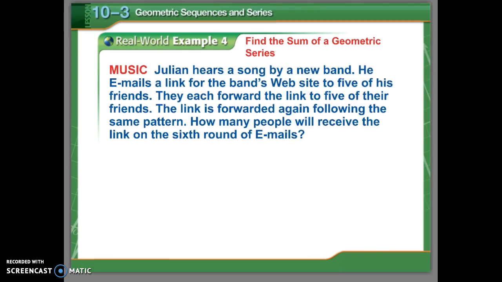All right, so in example 4, we're going to be applying the partial sum formula. The problem says, Julian hears a song by a new band. He emails a link for the band's website to 5 of his friends. They each forward the link to 5 of their friends. The link is forwarded again following the same pattern. How many people will receive the link on the 6th round of emails?